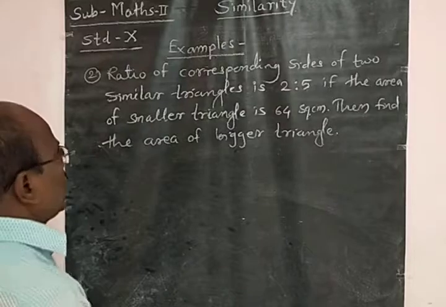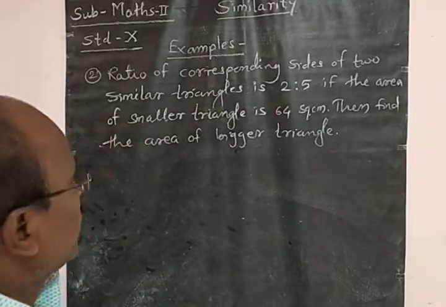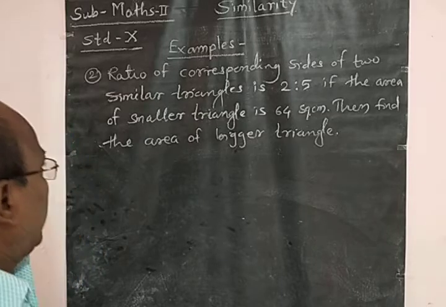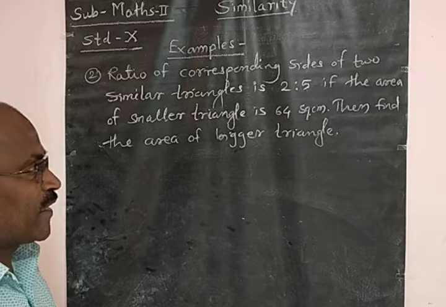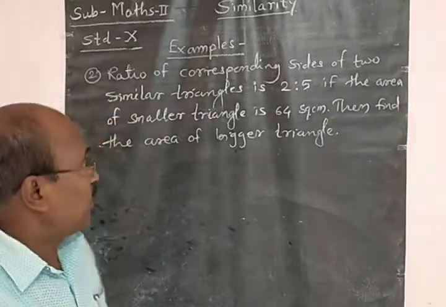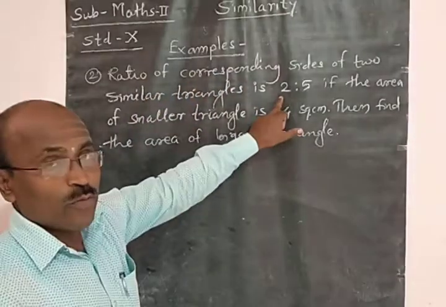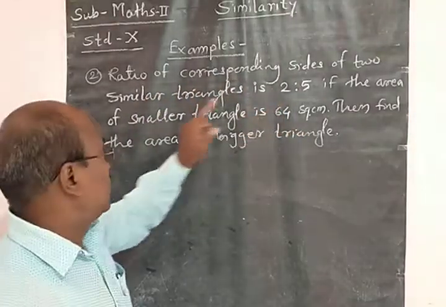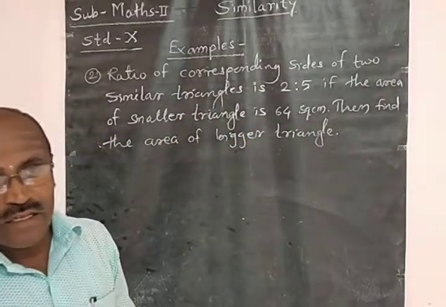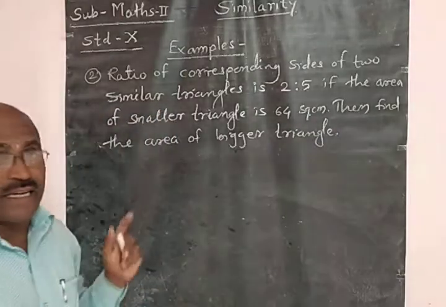Look at the second example here. The ratio of corresponding sides of two similar triangles is 2:5. If the area of smaller triangle is 64 square centimeter, then find the area of bigger triangle. So here also two triangles are similar. The ratio of corresponding sides is given and area of one of the triangles is given. Then also we have to use the theorem of two similar triangles.